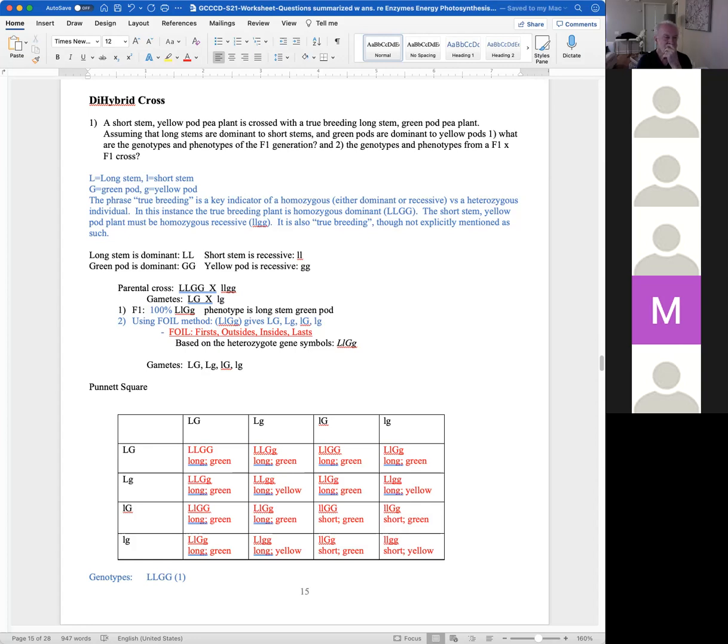I need to have two L's. I only have one large L available, and I only have one small L available. So therefore, my F1 generation must be big L, little l, right? Because I get one allele from one parent and one allele from the other parent. So for the allele for stem length, when they combine, I will have big L, little l. Do we follow that so far?